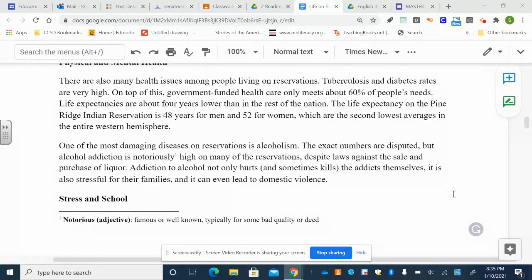One of the most damaging diseases on reservations is alcoholism. The exact numbers are disputed, but alcohol addiction is notoriously high on many of the reservations, despite laws against the sale and purchase of liquor. Addiction to alcohol not only hurts and sometimes kills the addicts themselves, it is also stressful for their families, and it can even lead to domestic violence.